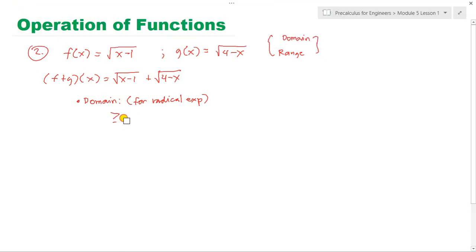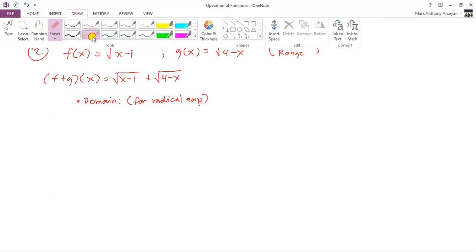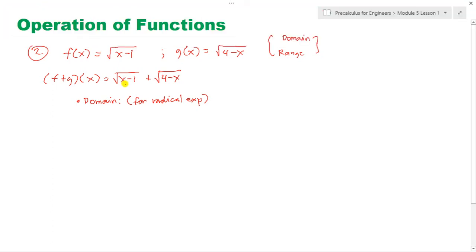Applying that one in our domain, since we have two expressions inside the radical sign, the first one is x minus 1, the second one is 4 minus x, so therefore we need to equate the two. So here the first one is x minus 1 should be greater than or equal to 0, and then transposing, x should be greater than or equal to positive 1.